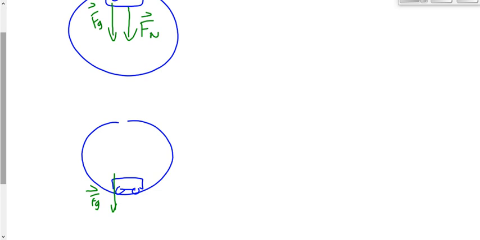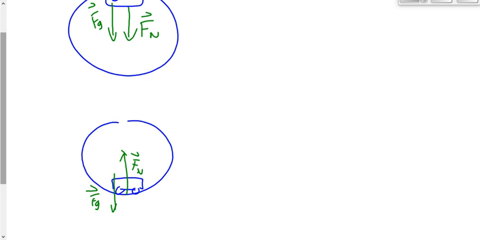What about the bottom of the circle, though? Which way does the normal force act at the bottom? Upwards, toward the center of the circle. The normal force will always act toward the center of the circle. Now, that normal force is going to be bigger than the force of gravity. We know that because if it wasn't, it wouldn't go in the circle. It would fall out of the circle. If gravity is bigger, then there wouldn't be a net force towards the center. Therefore, there wouldn't be a centripetal force. Therefore, it wouldn't go in a circle.